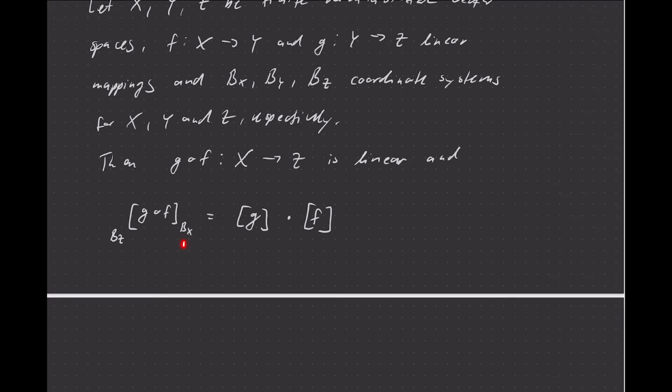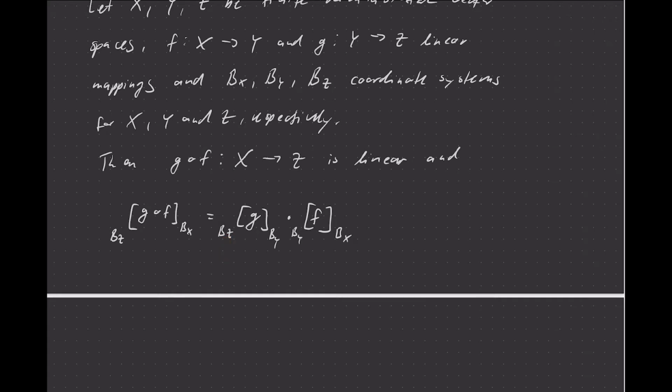And of course, the coordinate systems need to be compatible. So we want to input a vector with respect to Bx here. So we need that input here on the right for F. The output here is then in the coordinate system By, and G takes its input in that same coordinate system. So those two, of course, have to be the same. And finally, the output is in Z, so we use the coordinate system Bz, and that same coordinate system has to be used here for the output.